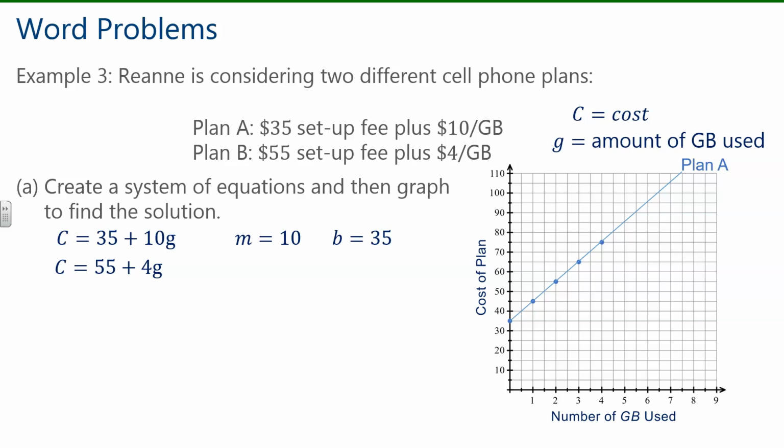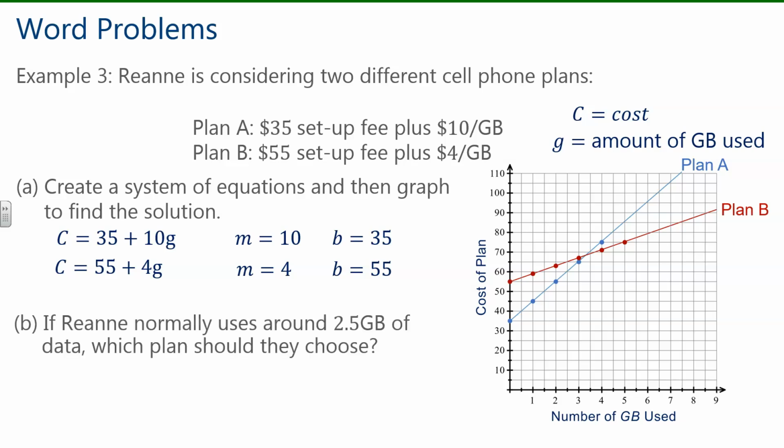Now for the second equation, the slope is 4 and the y-intercept is 55. So 55 would be right here. Now having a slope of 4, or 4 over 1, is a little bit more difficult here, seeing as my scale is 5. So if I start at 55, if I go up 4, I would now be at 59. So I'm going to estimate my point to be around here. Going up another 4 means I'll be at 63. So here, and continuing that, I get this line. So this is plan B.